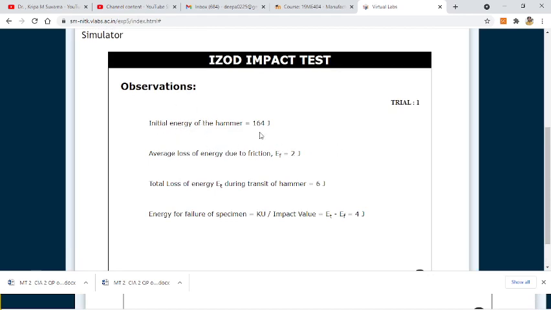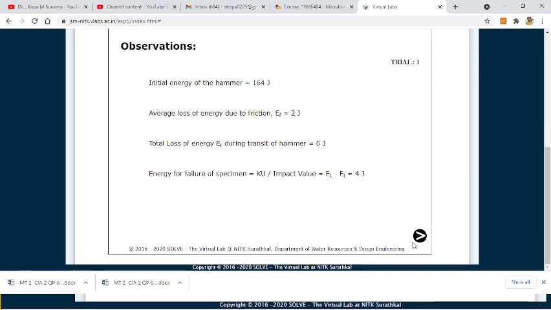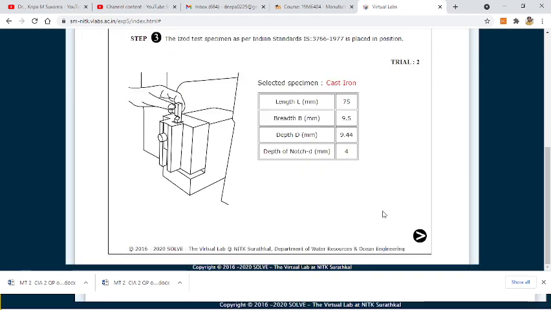The initial energy is 164 joule, average loss of energy due to friction is 2 joule, total loss of energy during transit of hammer is 6 joule, and energy for failure of specimen is 6 joule minus 2 joule equals 4 joule. So likewise we will conduct 2 more trials.